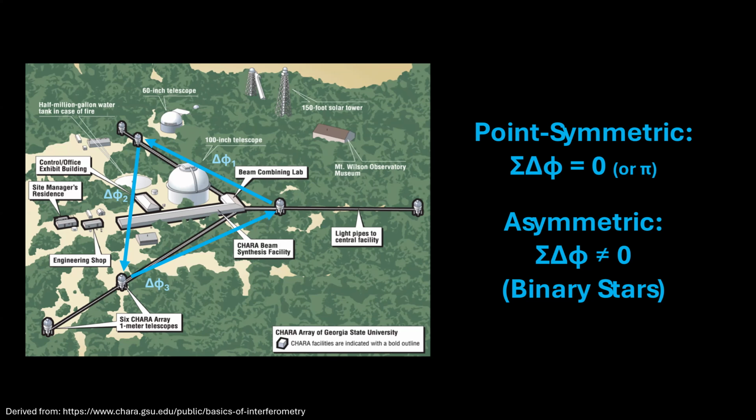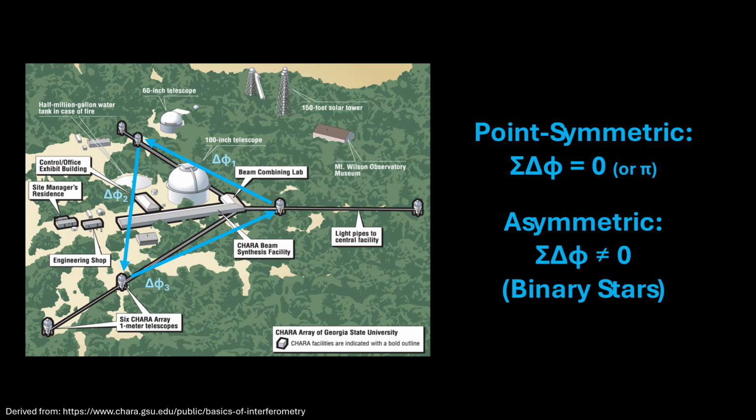or is this some sort of other asymmetric source? So that is interferometry in a nutshell. And we've gone through why we need to look for binary stars.